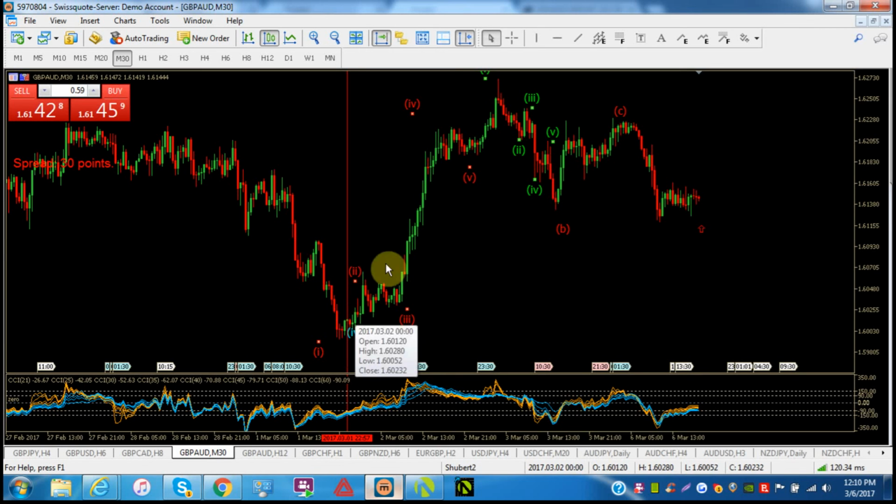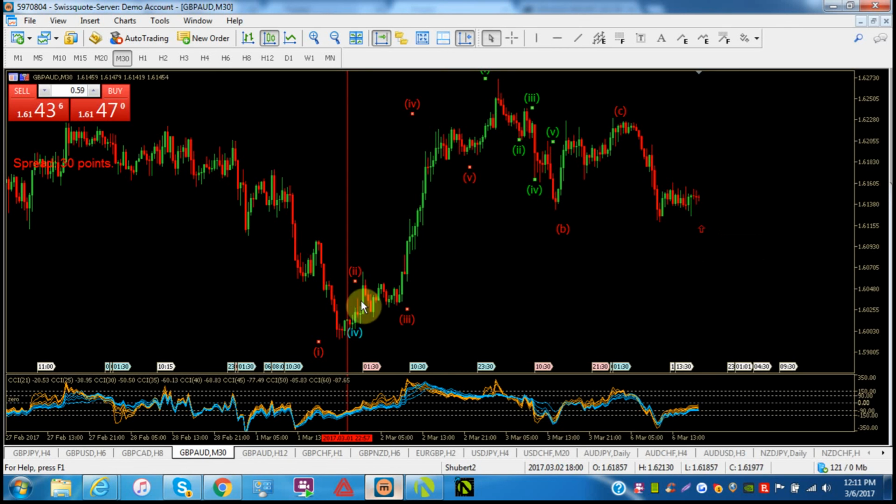We have an ABC potentially forming. Okay, let's go with that theory. So here's the A: 1 2 3 4 5, and then again a correction to this A would be a three-wave correction, ABC.